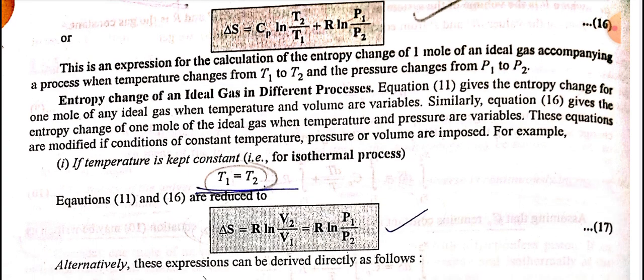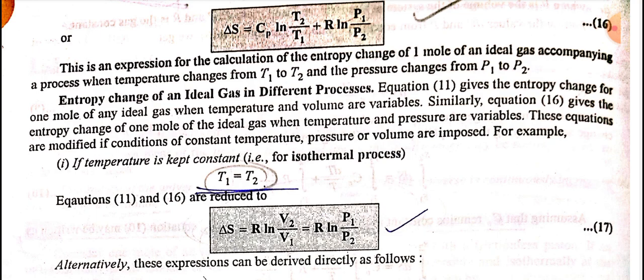So what will be the value of delta S? Cp ln T2 by T1 plus R ln P1 by P2. This is an expression for the calculation of the entropy change of one mole of an ideal gas accompanying a process when temperature changes from T1 to T2 and the pressure changes from P1 to P2.